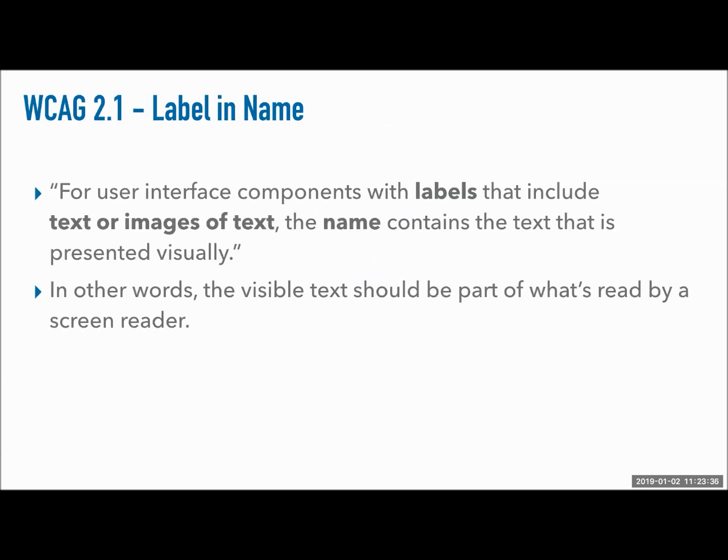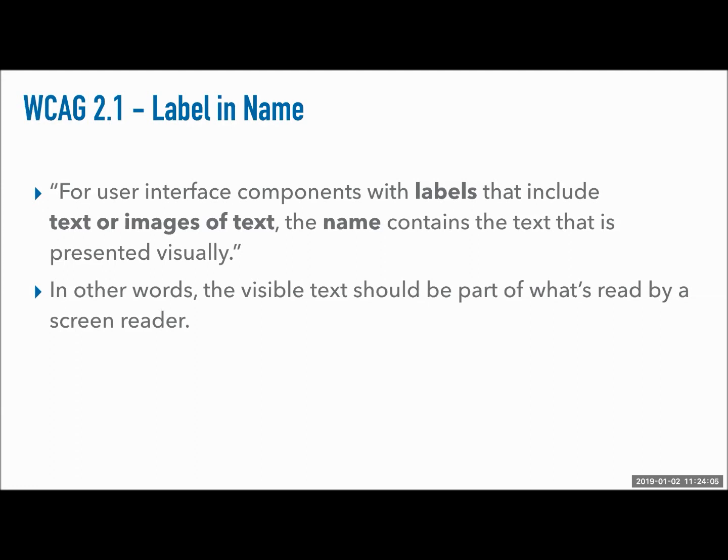And WCAG 2.1 addresses this via a new success criterion titled Label in Name. And it reads, for user interface components with labels that include text or images of text, the name contains the text that is presented visually. Okay, so really what this is saying is that the label, the visual text, needs to be part of what's read by a screen reader, part of that accessible name.